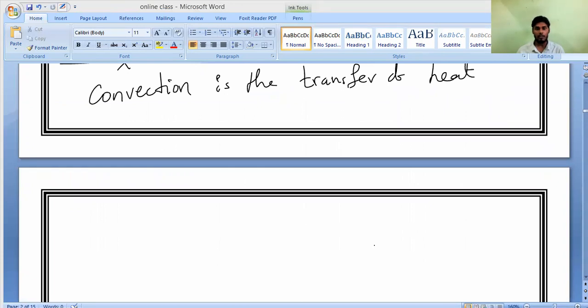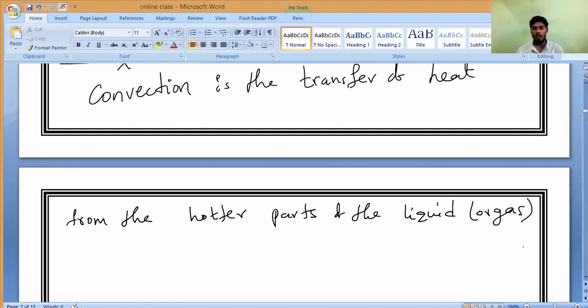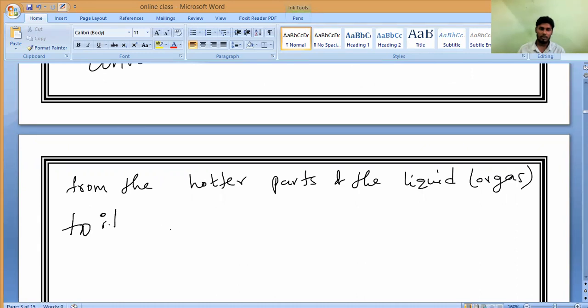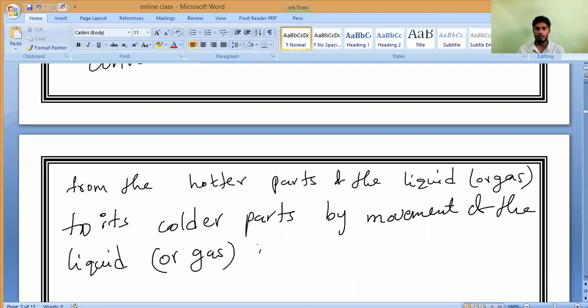from the hotter parts of the liquid, is it only liquid or gas also? Bracket you can write, gas also. From the hotter parts of the liquid or gas to its colder parts by movement of molecules, the movement of the liquid or gas itself. This is the definition. Please do it.